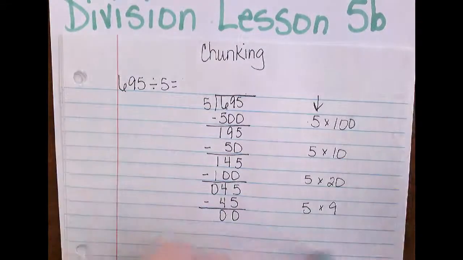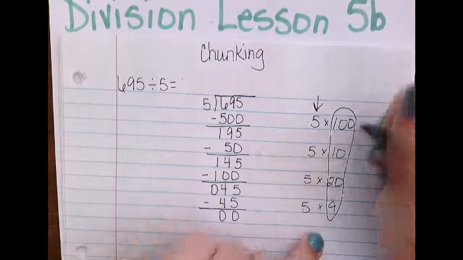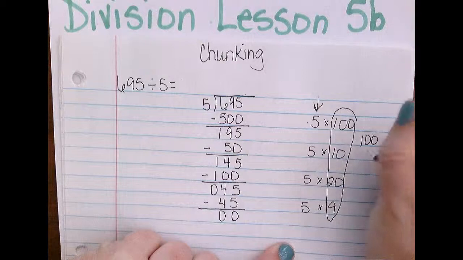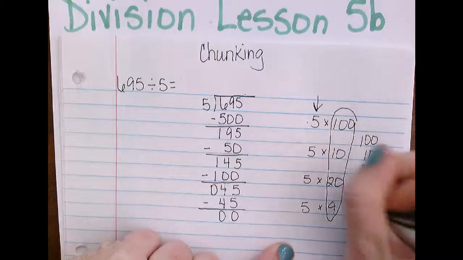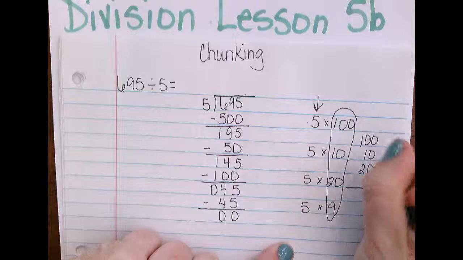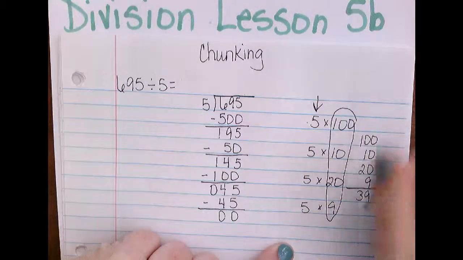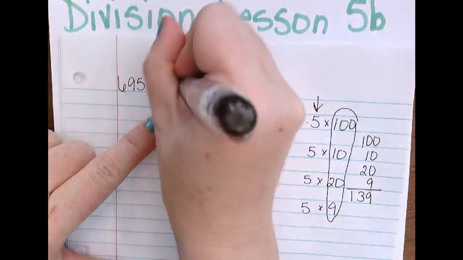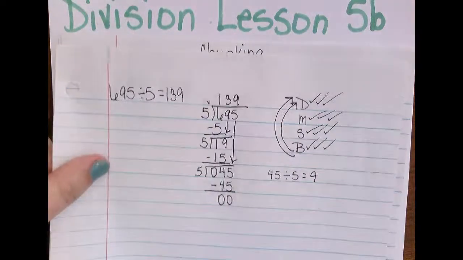These are my multipliers, so I'm going to take these and add them up. So 100, 10, 20, and 9. So I have 9 here. 2 plus 1 is 3, and 100. I have no remainder, so my answer is 139, which is what we got last time.